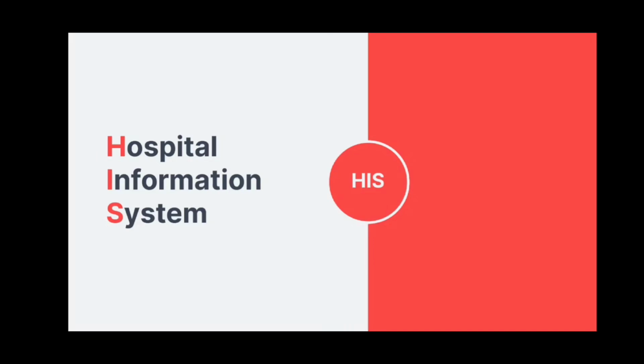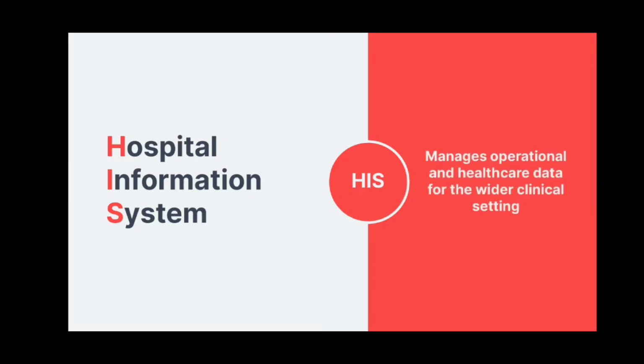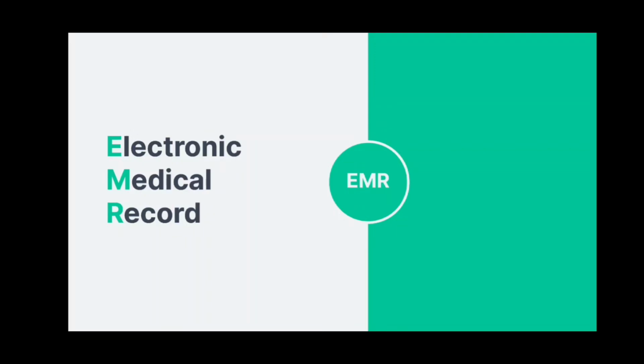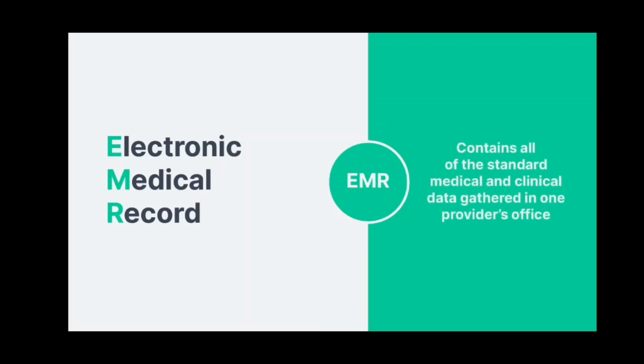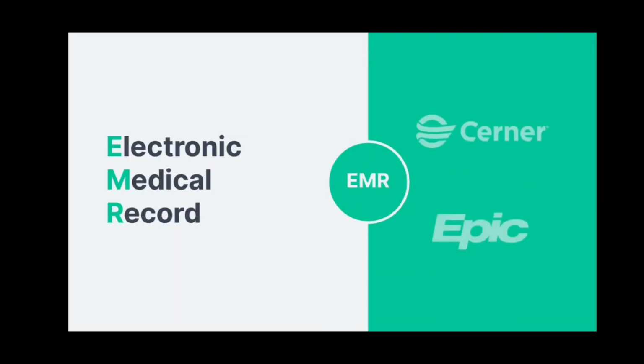The similar-sounding HIS stands for Hospital Information System, and it is a system designed to manage operational and healthcare data for the wider clinical setting. EMR stands for the Electronic Medical Record, which contains all of the standard medical record and clinical data gathered in one provider's office, such as a primary care physician. To communicate information like what's in the EMR across different facilities, providers need to consult the EHR, or the Electronic Health Record. You're probably familiar with the 2 most common EHR and EMR providers, Cerner and Epic.